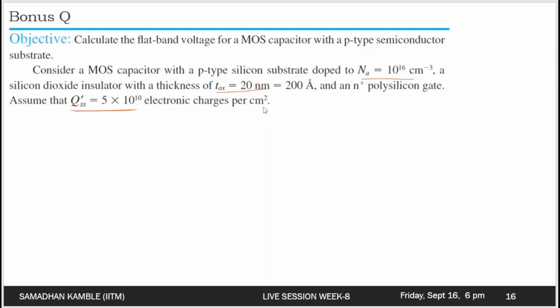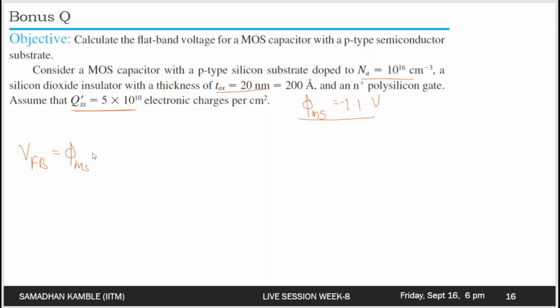So the φms value we can get from one parameter they have given, from the polysilicon graph. We can get the value of φms as roughly 1.1 electron volt. This is also a given parameter for this particular configuration.